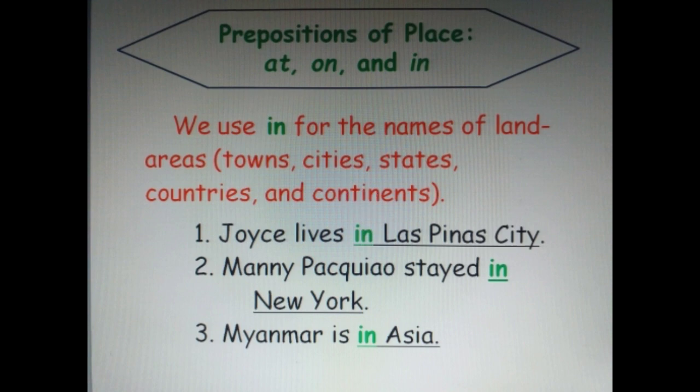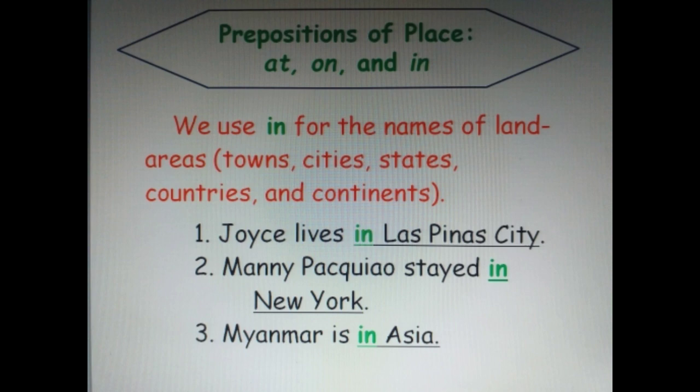Okay, now let us discuss prepositions of place. At, on, and in are also used as prepositions of place. So we use in for the names of land areas, towns, cities, states, countries, and continents.